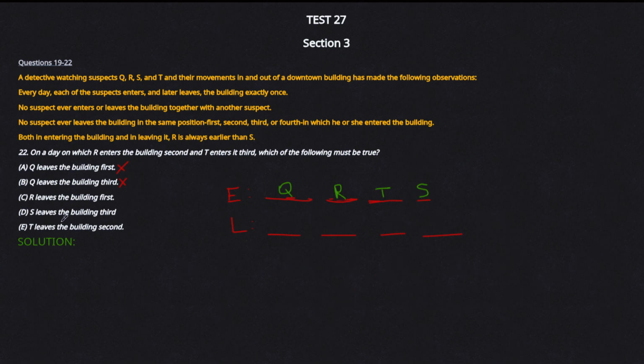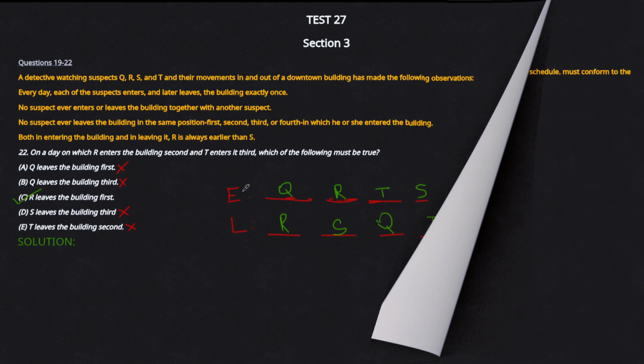At option D, we have S leaves the building third. Let's try to prove that S does not leave the building at third. Let's say S leaves second, R leaves first, Q third, and T fourth. It's a perfectly fine scenario. So S does not have to be third in line when leaving. So this is a crossout as well. And then option E, T leaves the building second. We can see there is already a scenario where T is not leaving the building at number 2. So this is a crossout as well. So the only viable option here is option C. So this is the right answer. Thank you.